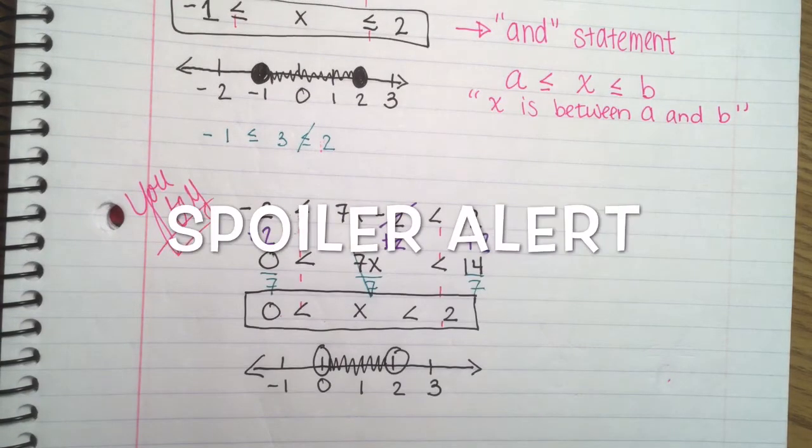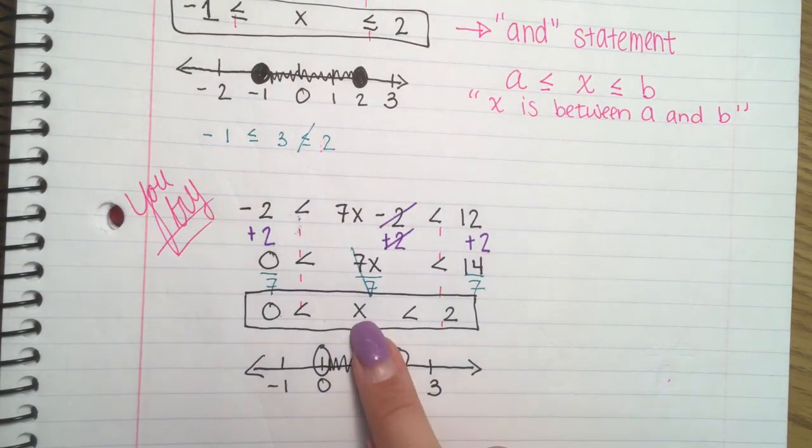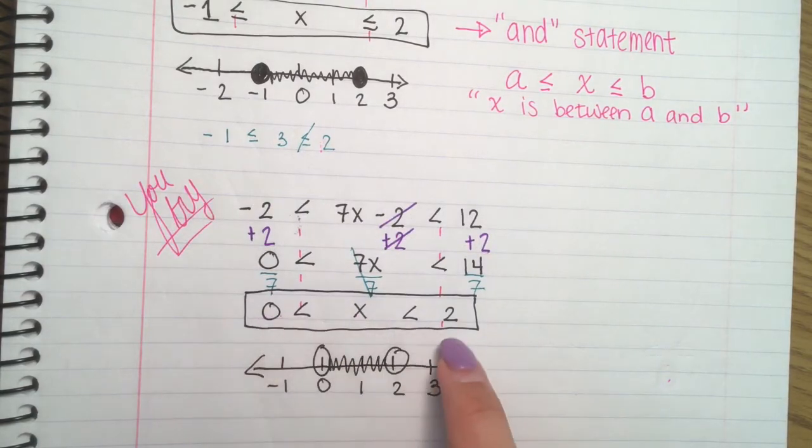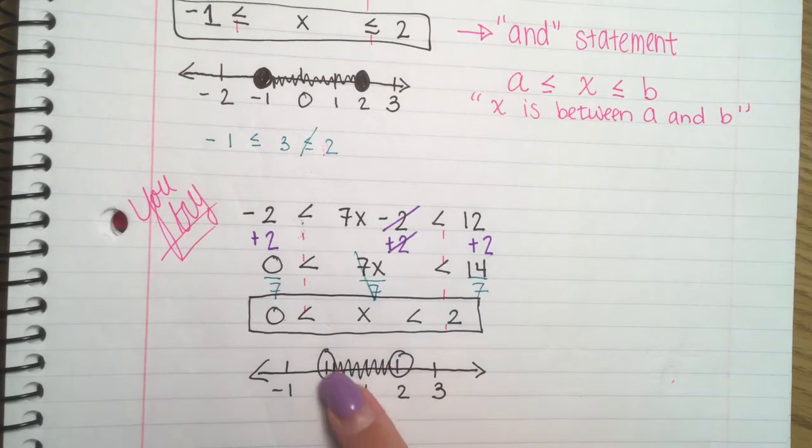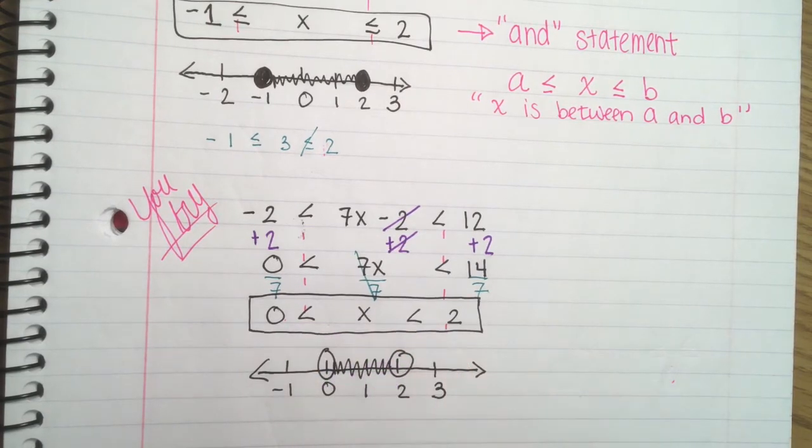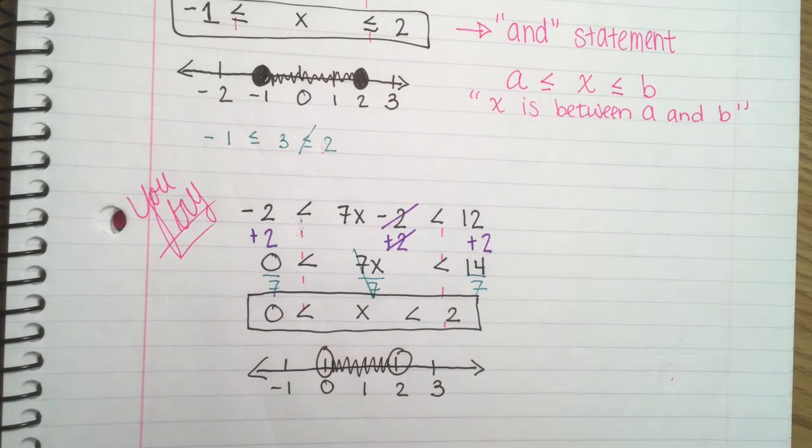All right, here's your answer. X is between 0 and 2. You could just remember that this means between and shade between those numbers. Remember, open circle when you don't have a line underneath that inequality symbol, when you just have strictly less than or greater than. You can also use a test number.